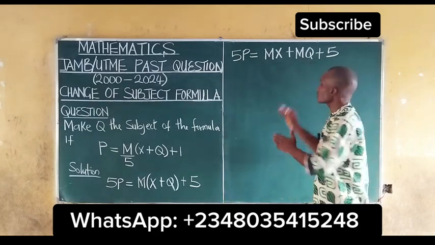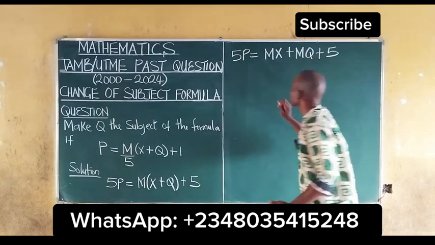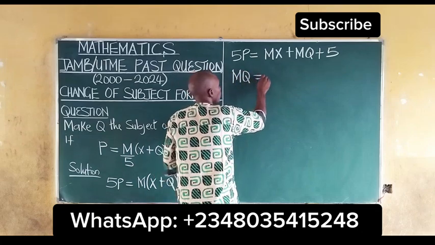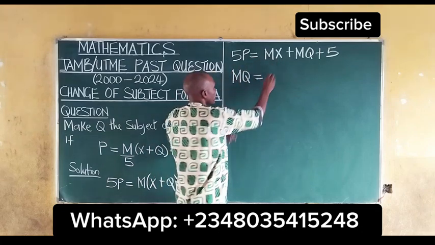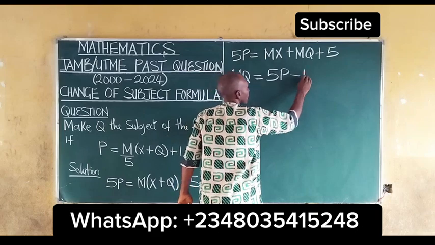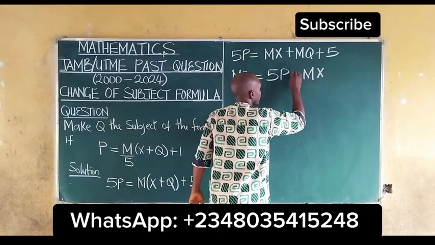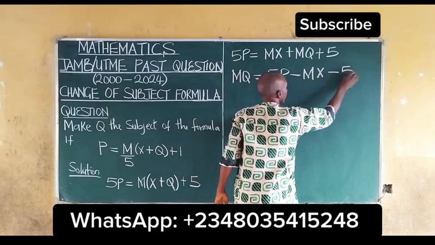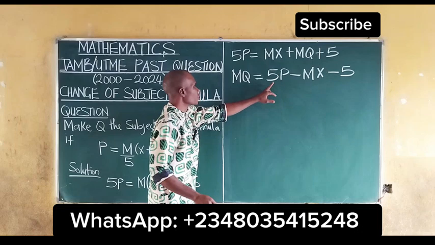So all we need to do is just to bring this one to this place. So we have 5q to be equal to, this will go over to give us 5p minus 5mx. So this is what we get.